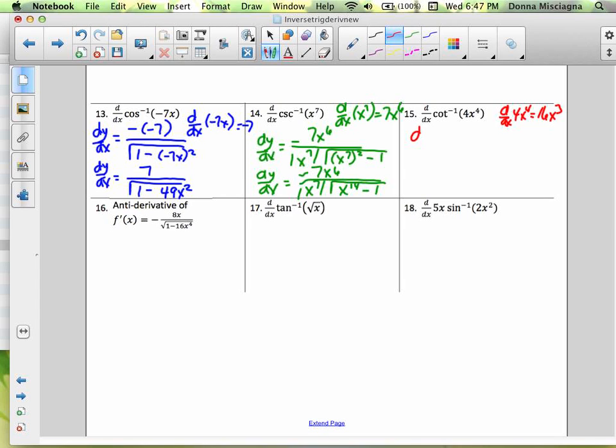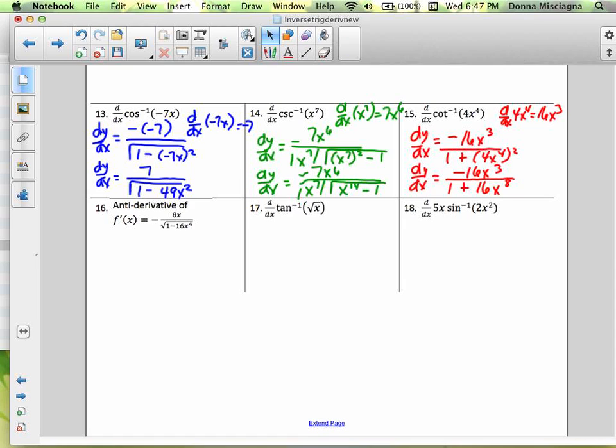All right, dy/dx equals negative 16x cubed divided by 1 plus 4x to the 4th all squared. So that would be dy/dx equals negative 16x cubed divided by 1 plus 16x to the 8th. There we go. I have to say the arctangent, arccotangent, to me those just seem the easiest.